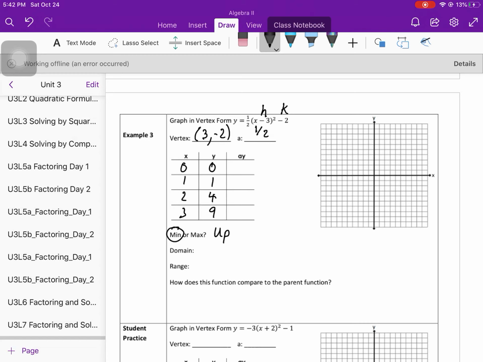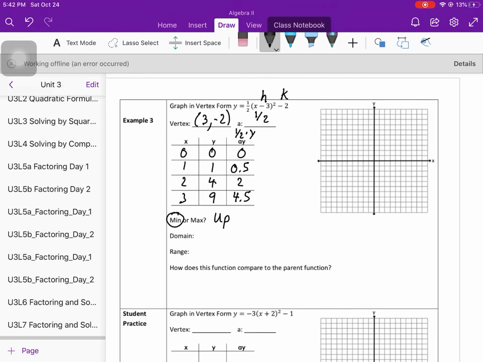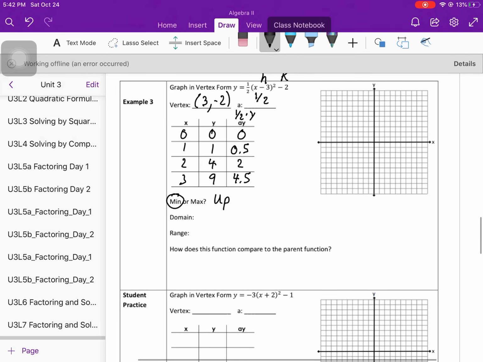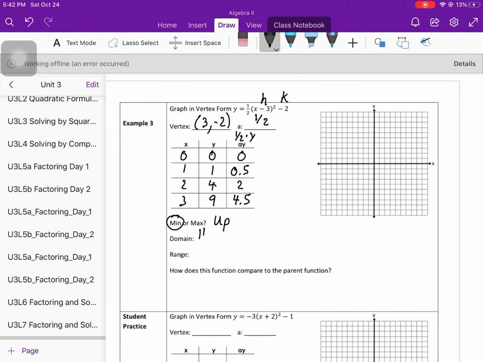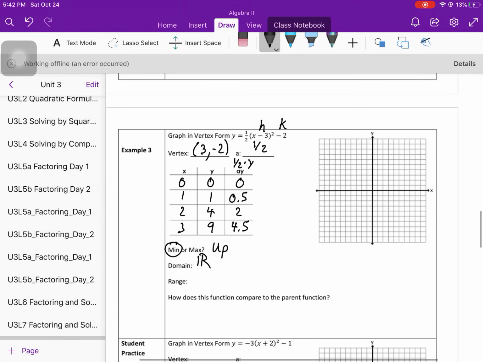Since it's a positive a value, it still opens up, which means we're going to have a minimum. Now the a value here, we need to take everything in the y column times 1/2. So we get 0. This one, it is okay to just do decimals if that helps. So you would get 0.5, you would get 2, and then you would get 4.5. I don't care about decimals for the graphing part because sometimes it actually is easier to think of these in decimals. Okay, and the domain, as you probably guessed, is all real numbers. It's always going to be all real numbers.